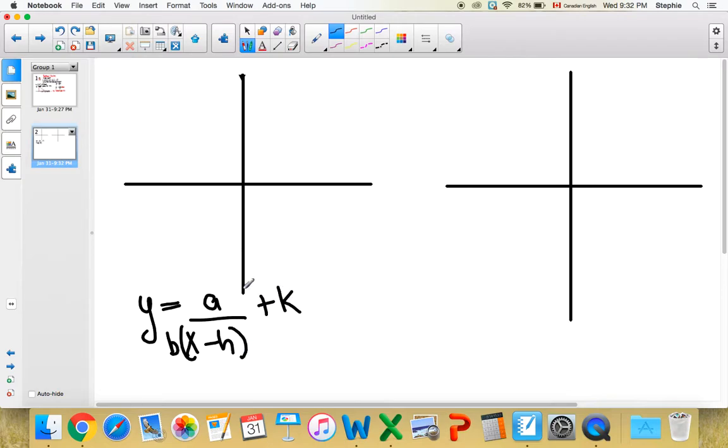Knowing that your h is your vertical asymptote and your k is your horizontal, I'll write that in a moment. The most important thing to remember here is the A times B. If your A times B is bigger than 0, that means it's positive, then your graph will be decreasing.